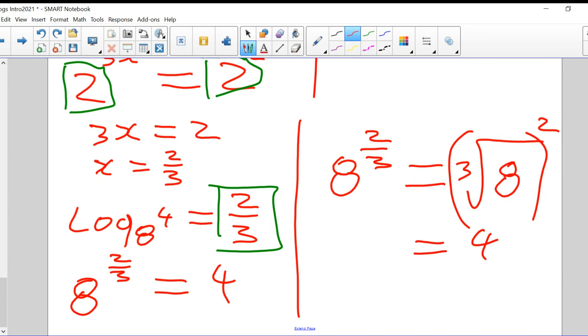Because remember, when you're asked to find a log, you're asked to find an exponent. So what exponent on 8 gives you 4, right? What can I raise 8 to which gives you 4? And the answer to that question is what's in this green box, which is the 2/3. Log base 8 of 4 is 2/3.